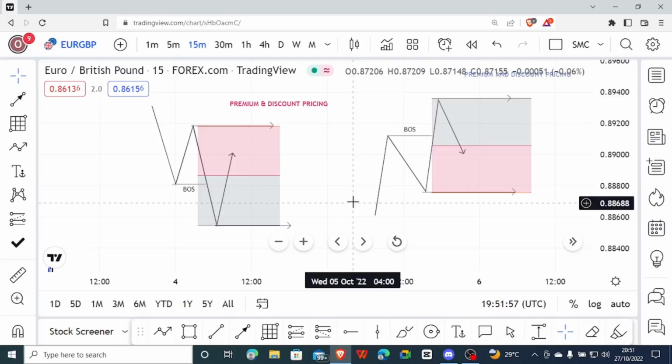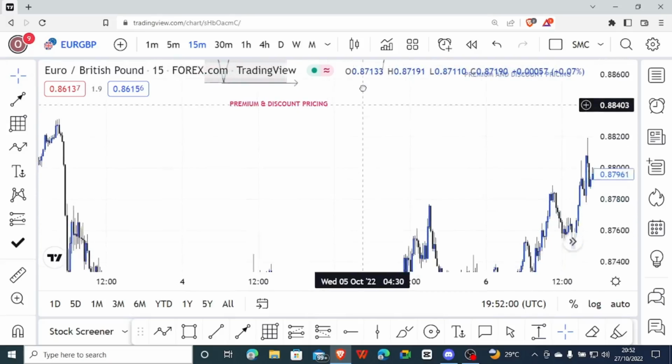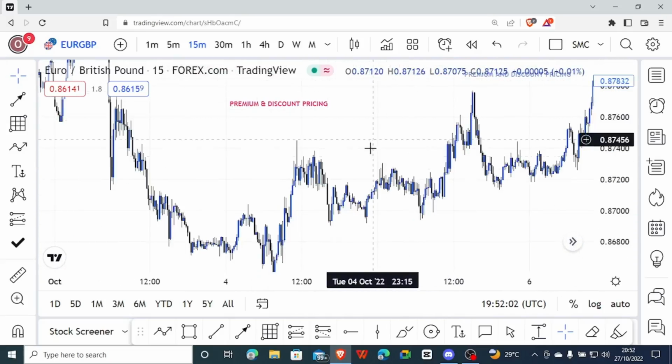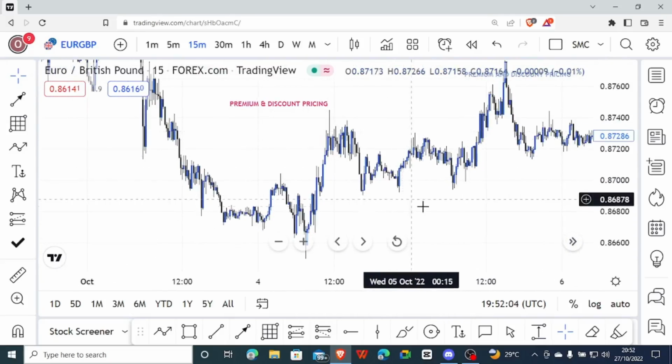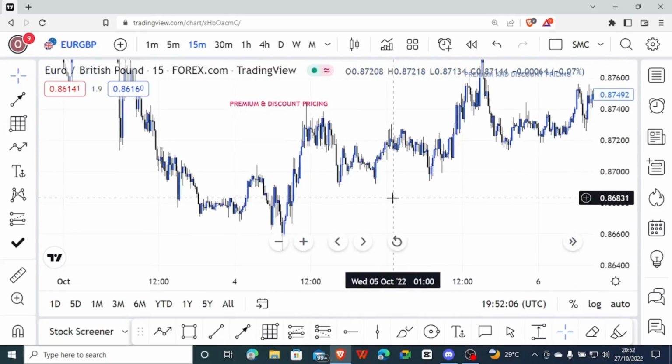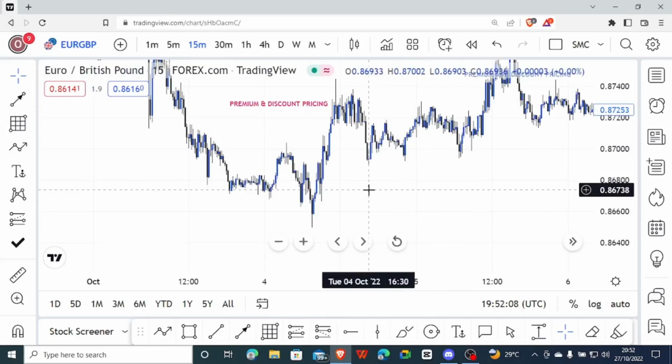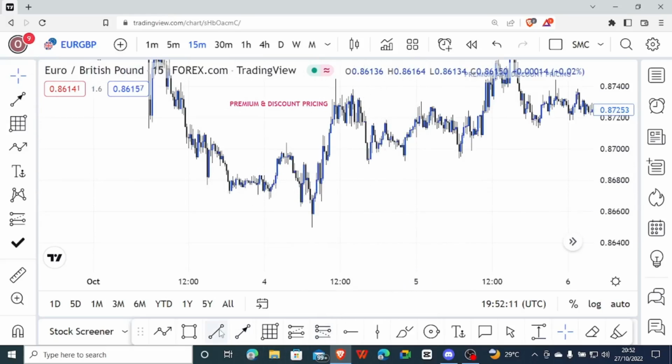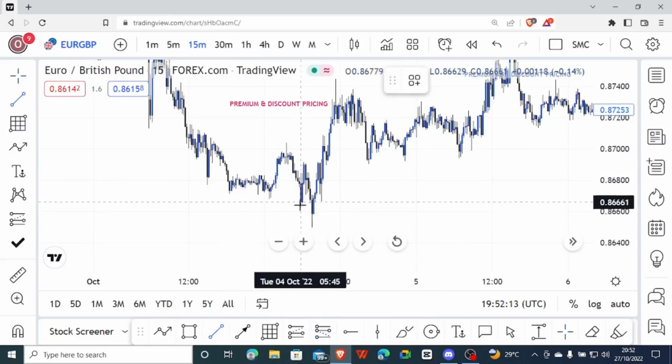Now let me get to the live chart and let me show you some examples. It's a very simple concept and we don't want to waste time here. So now as you can see, price has broken the structure to the downside. Take a look.